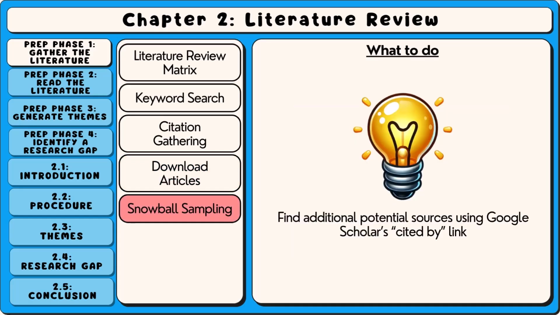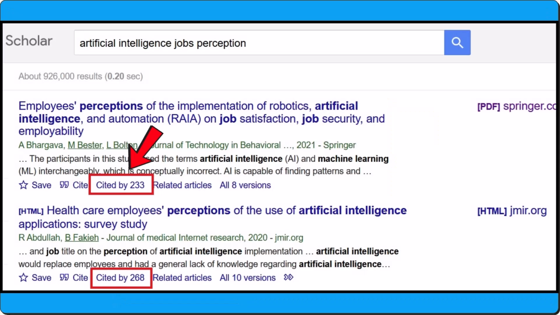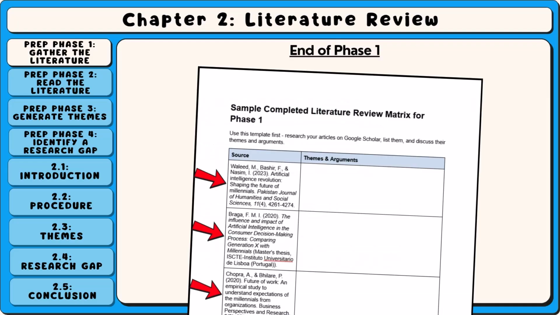The last step in gathering the literature is finding additional potential sources. You can do that by using Google Scholar's Cited By link. This link presents additional articles that reference the article that you have selected. This can be very useful when you find a highly relevant article. You can find a bunch of other studies that are also highly relevant to your study by clicking that Cited By button. By the end of phase 1, your literature review matrix should be filled with a list of relevant articles that you will then go on to read. You should also have them all saved onto your computer.